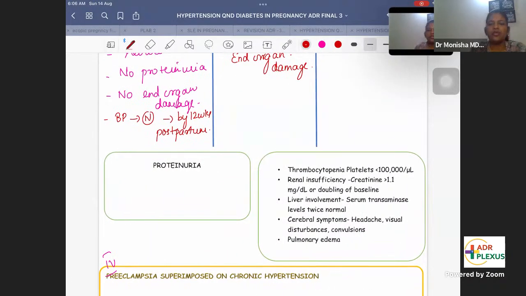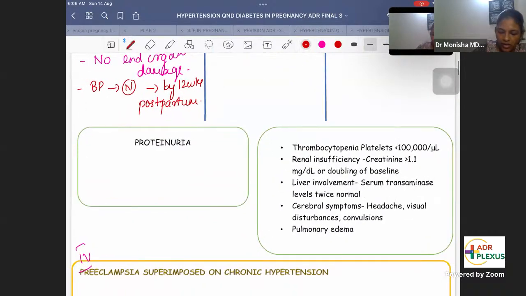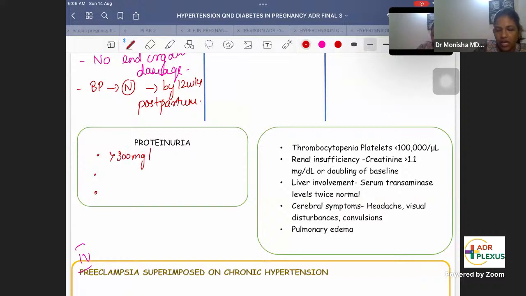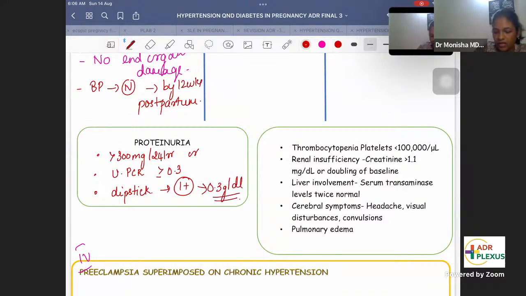Coming to proteinuria, there are three things that have been mentioned. One is if there is more than 300 milligram in a 24-hour urine sample, or if you're doing a urine PCR, that is urine protein creatinine ratio, if it is more than or equal to 0.3, or if there is only a dipstick available as in PHCs, a dipstick which shows 1+, which correlates with a proteinuria of 0.3 gram per liter. So this is what is proteinuria. Any one of the criteria is enough, okay?